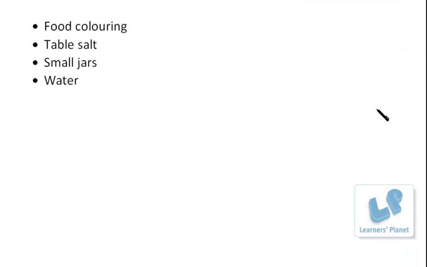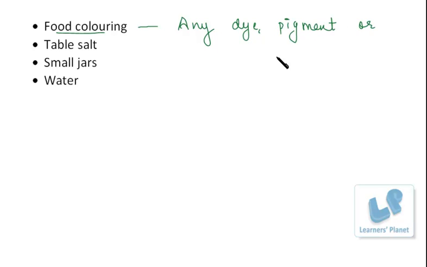The other material which is required is food coloring. Now students, my dear friends, food coloring is any dye, pigment or substance that imparts color when it is added to something like food or drink.